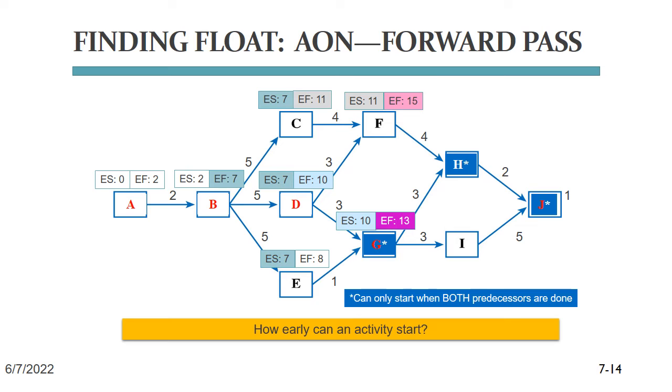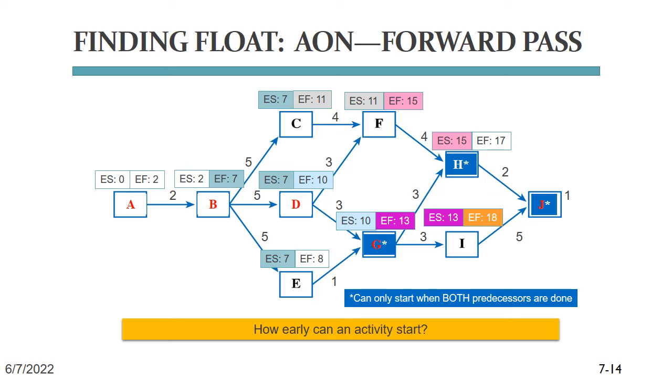Now H, you guessed it, has to wait until F is done on day 15 until it can start, no matter whether G has already been done for a while. However, I can start as soon as G is done on day 13. Since I takes 5 days, it ends on day 18, whereas H is shorter and takes only 2 days, but that doesn't matter.